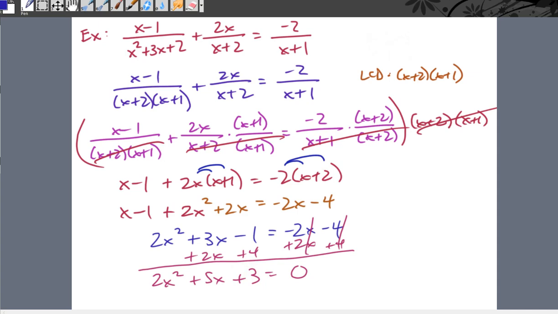Okay, there are a couple of ways you can do this. You could use the quadratic formula with a equals 2, b equals 5, c equals 3 and solve it. Or if you do not like using the quadratic formula, you can see if maybe this is factorable. Just maybe it might be factorable. Let's see. 2 times 3 is 6. The middle is 5. We need to find two numbers that multiply to 6.